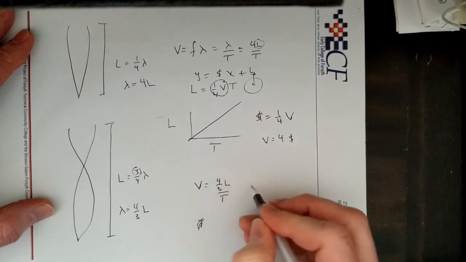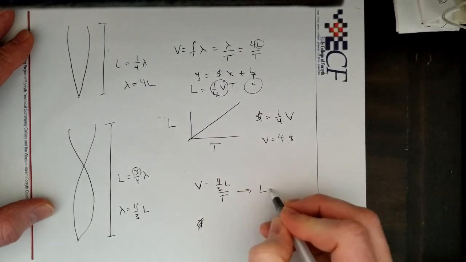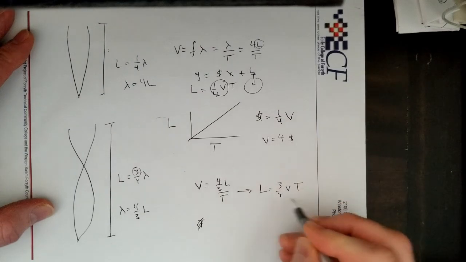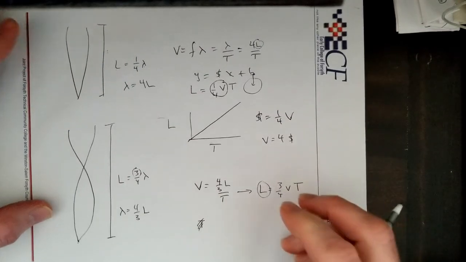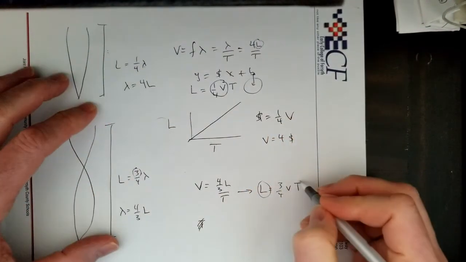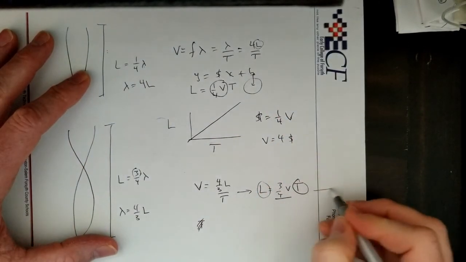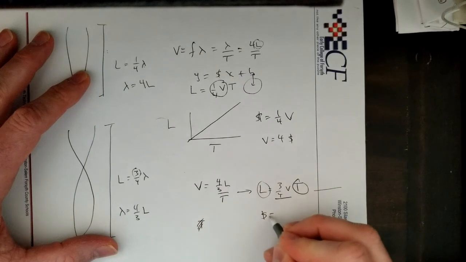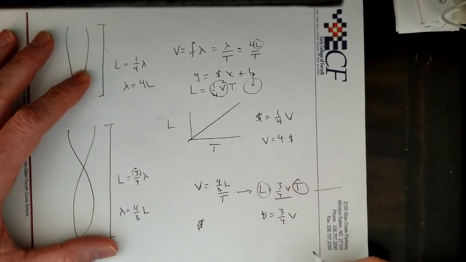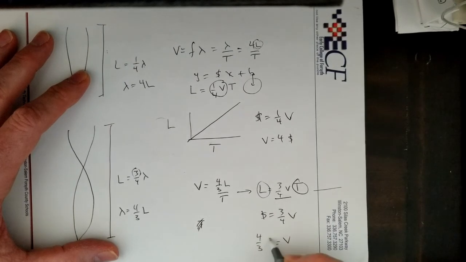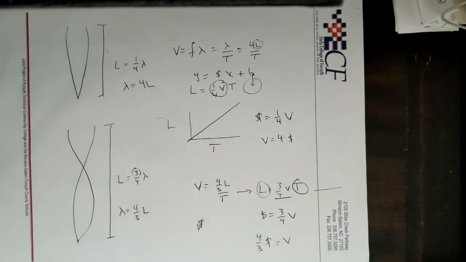Solving for the length, we have length is equal to 3/4 VT. Again, that's my y, that is my x, and so that is my slope, and my intercept is 0. So the slope is equal to 3/4 times the speed of sound, and so the speed of sound should be equal to 4/3 times the slope. And that's the math that we went through.